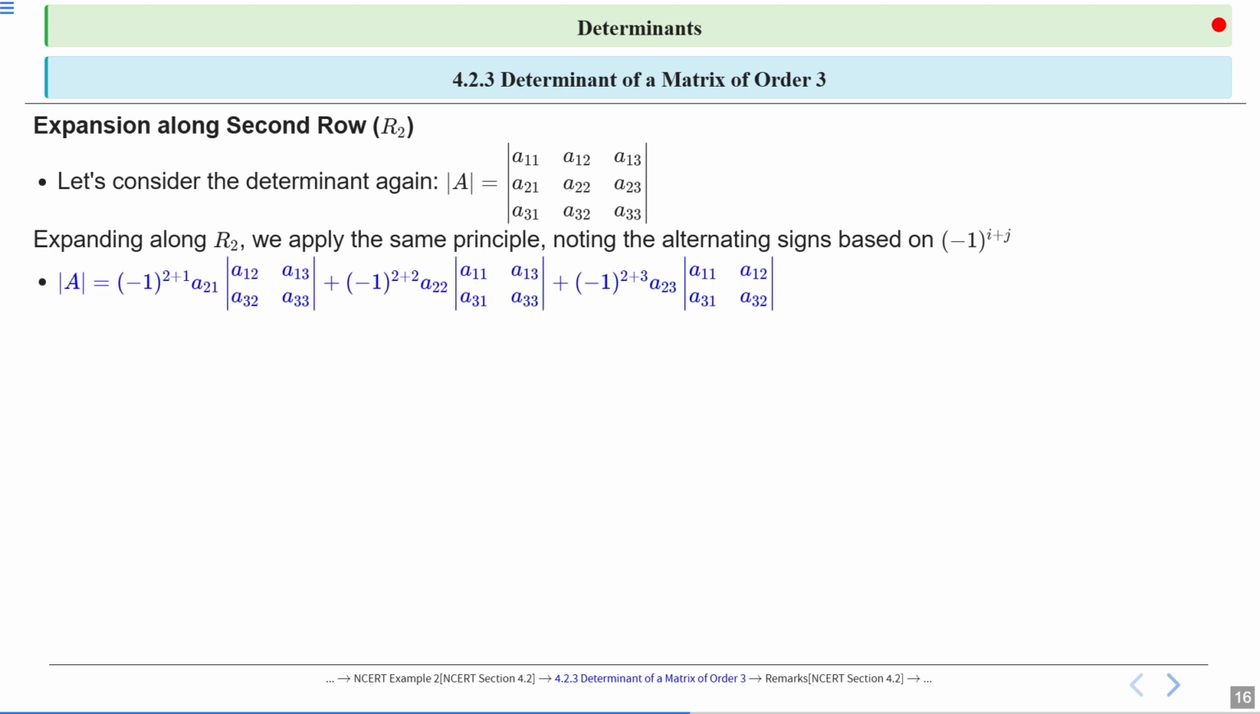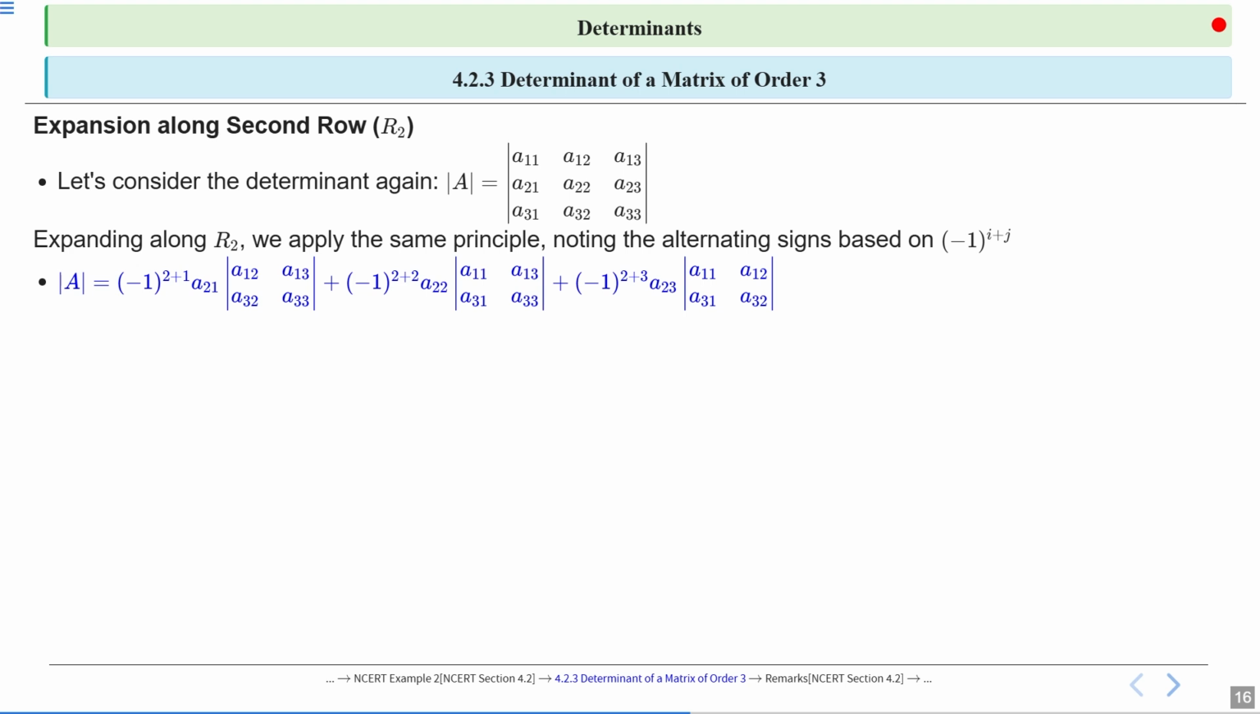So just apply the same principle as in expansion along R1. We get the determinant of A is equal to minus 1 to the power 2 plus 1, since the second row's first element is A21, where i is 2 and j is 1. So minus 1 to the power 2 plus 1 into A21, then the determinant of the matrix obtained when we cancel the second row and first column. So we get A12, A13, A32 and A33.